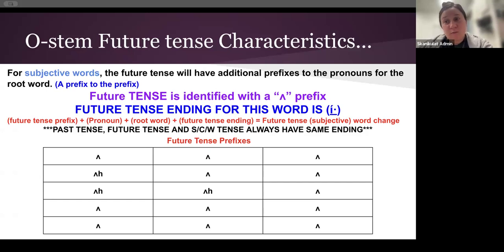You have your tense prefix, which is the caret. You have your root word, like go, and then you have your root, the och, and then you have your ending, which is the I. And putting all that together is your one word. It creates your future tense verb conjugation. Okay. So again, to reiterate, past, future, should, could, would have the same ending.